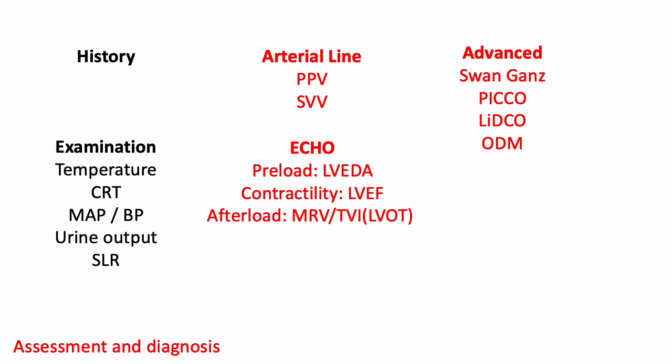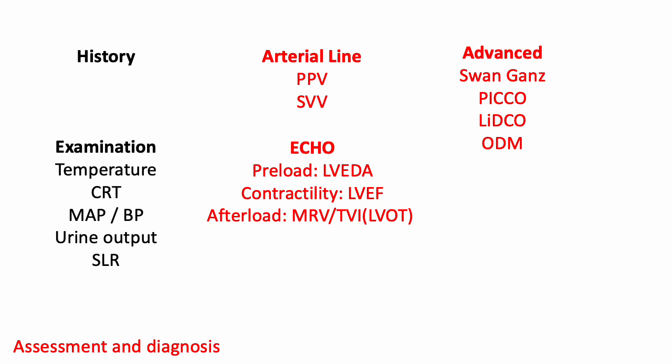So, going further from the history and examination, we have some other things that we can use. All patients will get an arterial line, and with an arterial line you could measure the pulse pressure variation or the stroke volume variation. The idea being that if your pulse pressure or your stroke volume varies with ventilation, this implies that you're underfilled. So if your stroke volume variation is over 10%, then it might be worth trying a fluid bolus.